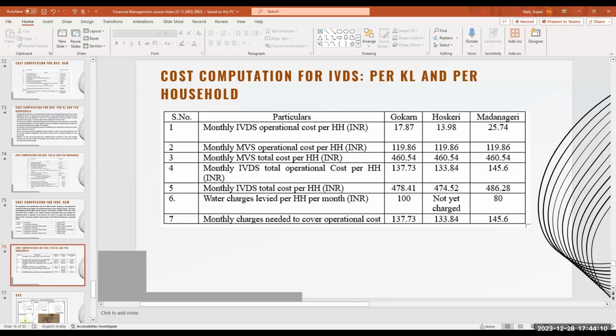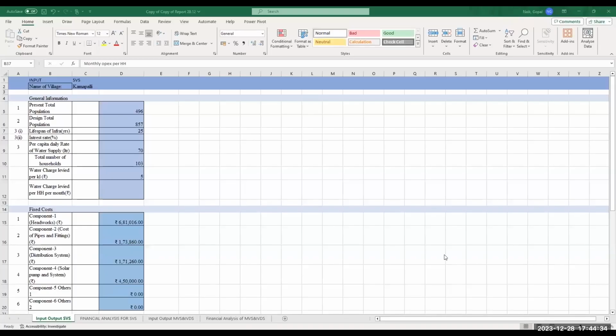So I hope this is visible. We can only see the slides. Okay, the previous slides. Okay, now I'll share the screen. Yes, so we can see the template.